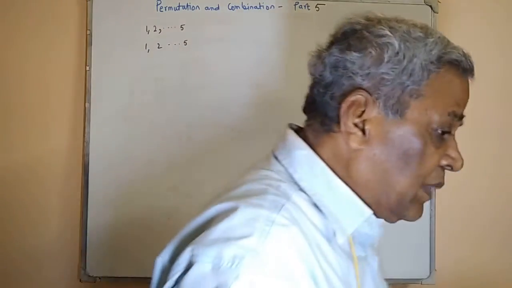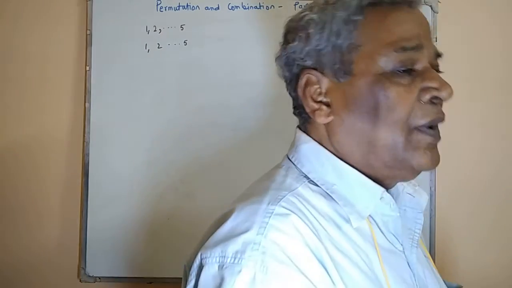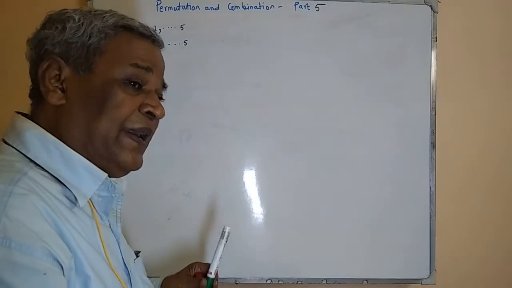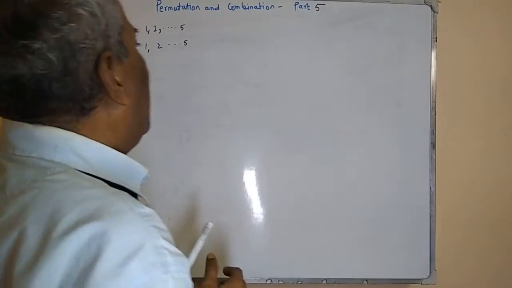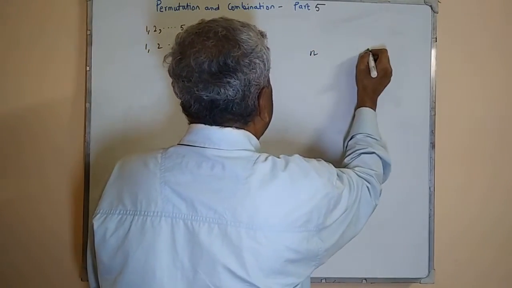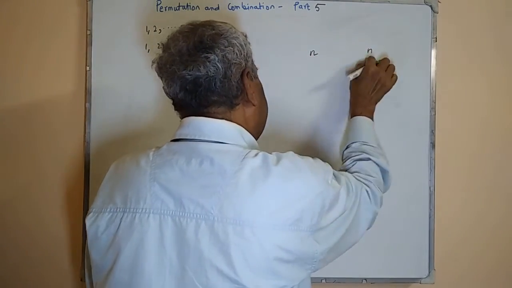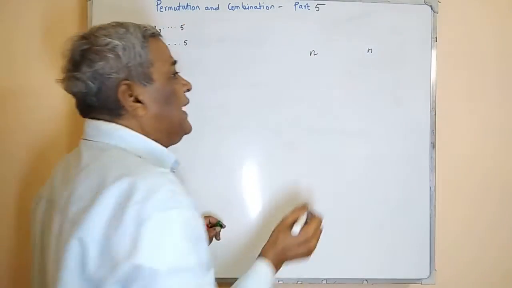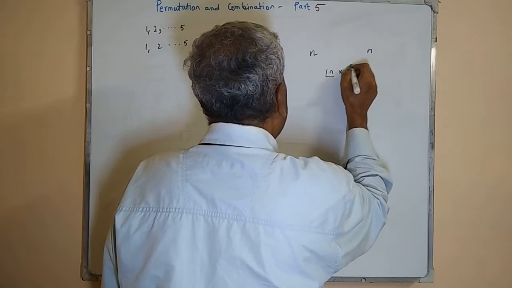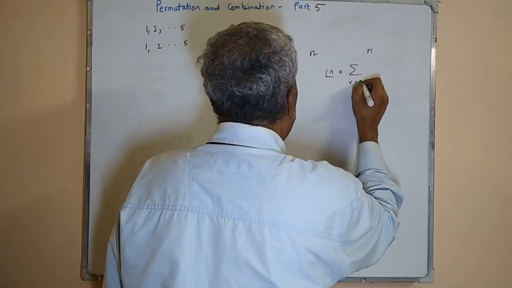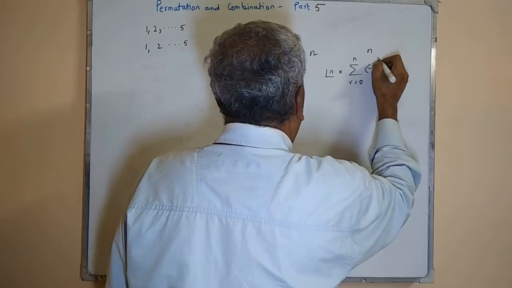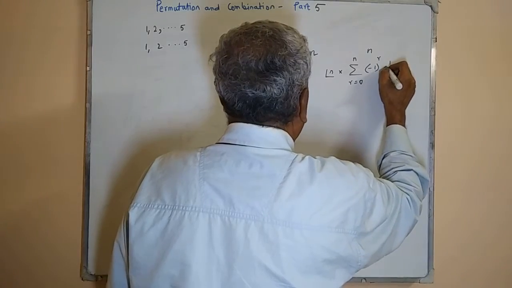This type of arrangement is called derangement. It is a very important type. If there are n objects and n destinations, the total number of derangements is factorial n into sigma r equal to 0 to n minus 1, to the power r, into 1 by factorial r.